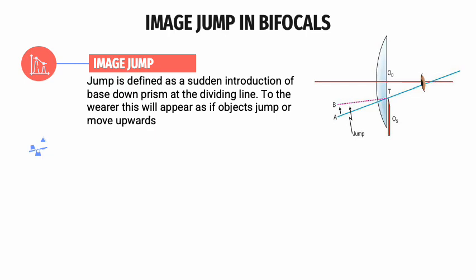Jump is defined as a sudden introduction of base-down prism at the dividing line. As the wearer of a bifocal lens looks from the distance to reading, the eye will cross the dividing line of the reading segment at this point, and there will be a sudden introduction of base-down prism. To the wearer, this will appear as if the object jumps or moves outward, usually in the vertical direction.